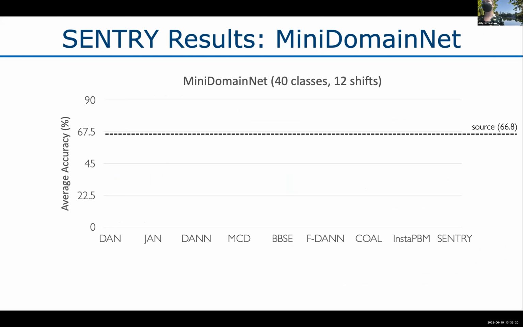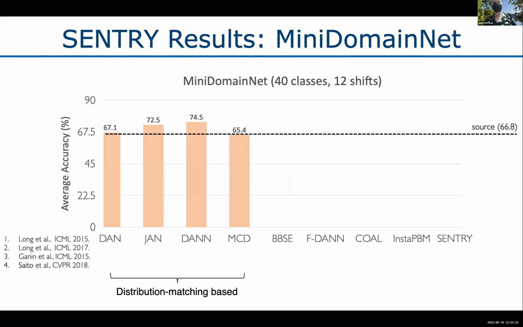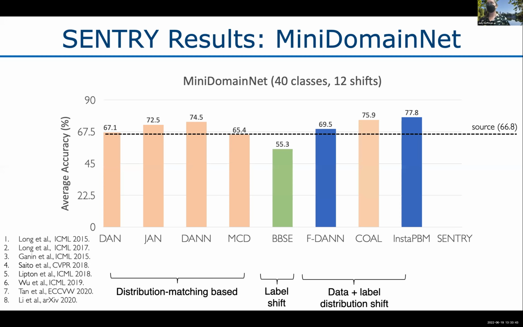For reference, the source-only models, so doing no adaptation, got around 66% here. These groups of methods are distribution matching methods, so these are not necessarily taking into account anything about the label distribution shift. And you'll notice that many of them have either on par with source or slight improvements here. If you just took into account label shift and forgot about appearance shift, you don't do very well.